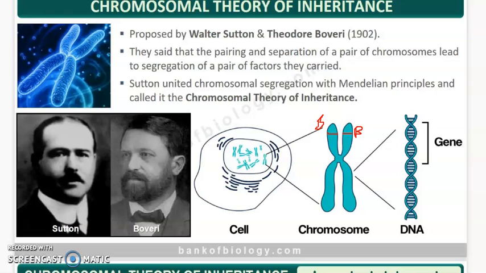Here, you know that mitosis is equational division, and meiosis is the reduction division. In meiosis, four haploid cells are produced after the division. The meiosis process happens in two consecutive divisions, meiosis 1 and meiosis 2. I'm not going to explain it in detail, just a rough picture of the meiosis I'm giving here. So let us see what happens in meiosis.